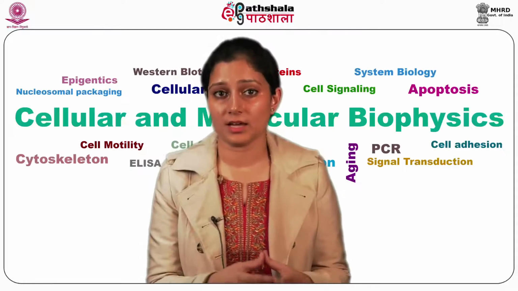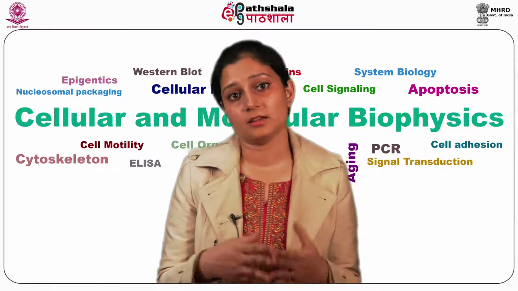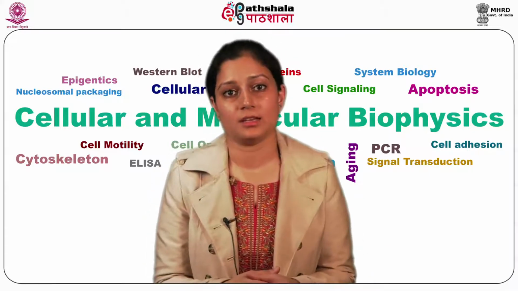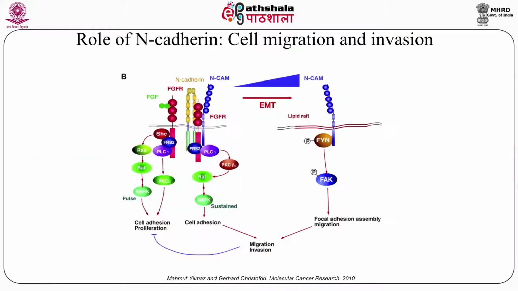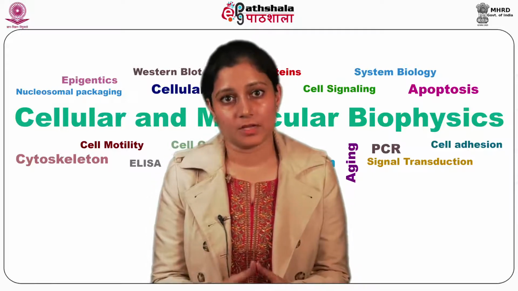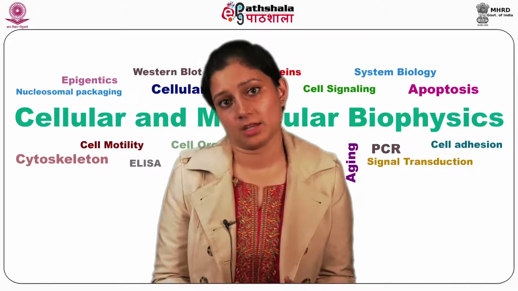The fourth thing it does is that the cleavage of N-cadherin by gamma secretase results in translocation of the carboxy terminal fragment of N-cadherin to the nucleus. Here the carboxy terminal fragment 2 binds to the CBP, CREB binding protein, and induces its degradation, thus modulating CBP mediated gene expression. Just like N-cadherin, N-CAM, neural cell adhesion molecule, also contributes to cell migration.